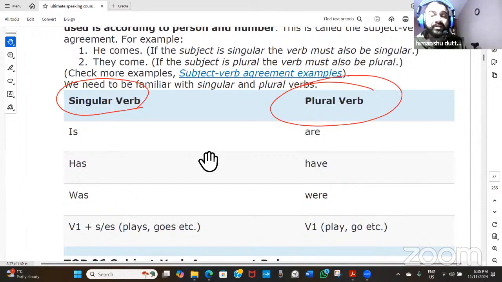Why we are getting to know about singular and plural verbs here is so that you may have an idea in mind.